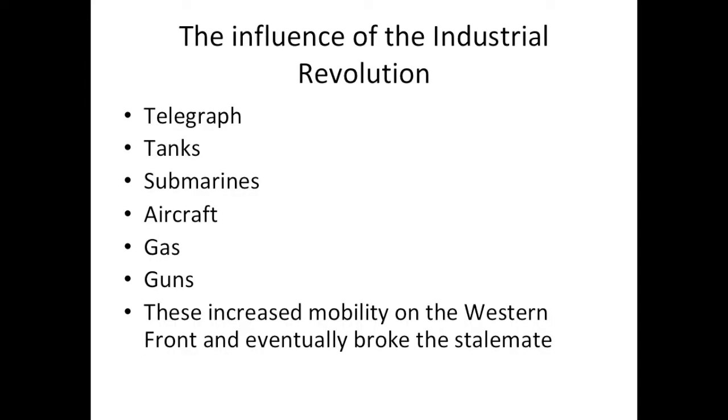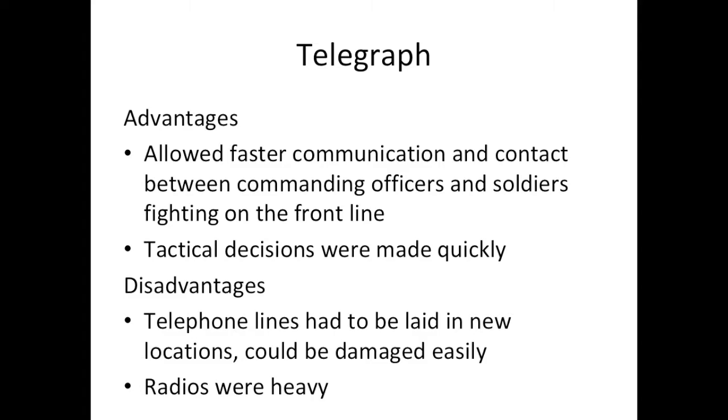The influence of the Industrial Revolution. Weapons such as the telegraph, tanks, submarines, aircraft, gas, and guns were utilized, and they increased mobility on the Western Front and eventually broke the stalemate. The telegraph allowed faster communication and contact between commanding officers and soldiers fighting on the front line. With the telephone and wireless system or radio, tactical decisions were made quickly. Unfortunately, telephone lines had to be laid in new locations and could be damaged easily, and radios were very heavy.